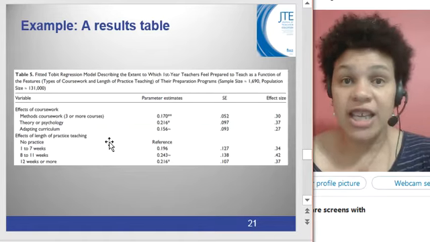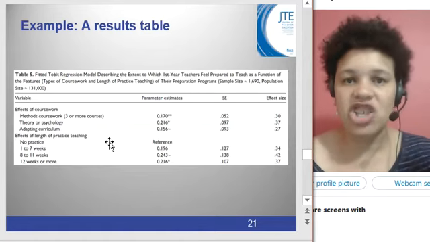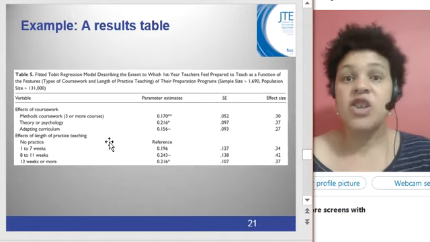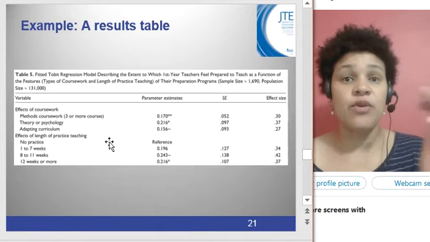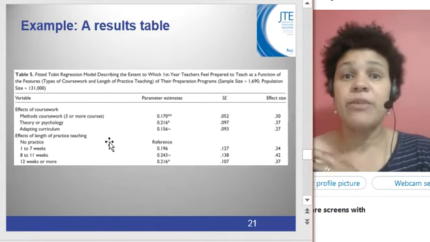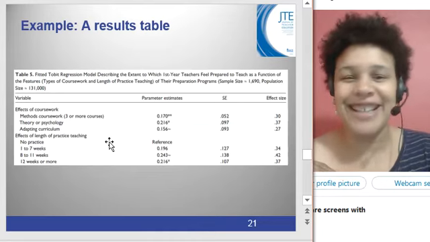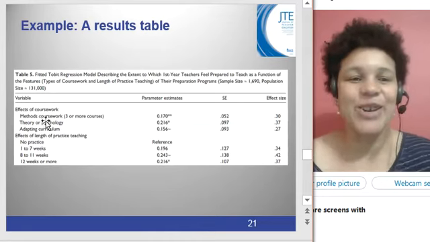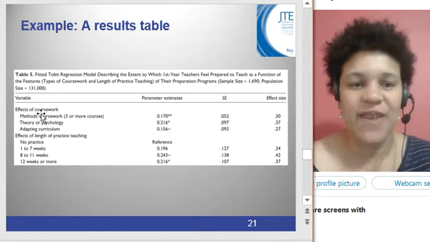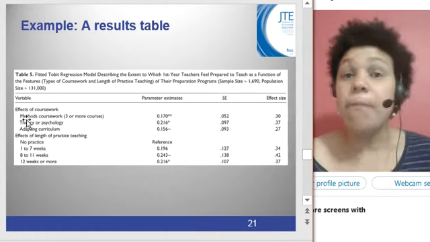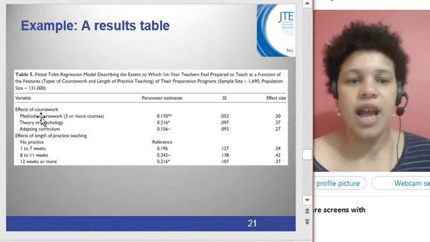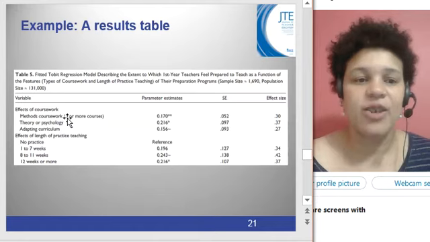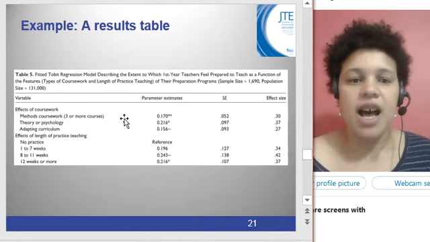When you're reading reports and you're trying to get the gist of what happened, basically you can let your eyes skip over anything that was in parentheses, because if it was really important, it would not be in parentheses. Okay, so here's the variables. So first we're looking at the effects of coursework. Methods coursework. This would be how to teach science or how to teach math or whatever the subject is.